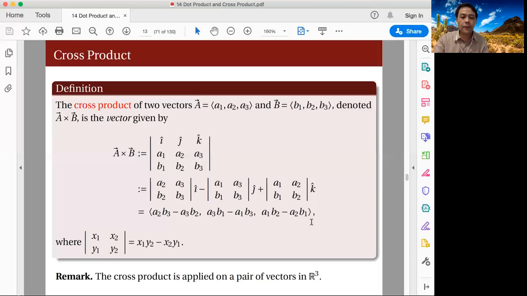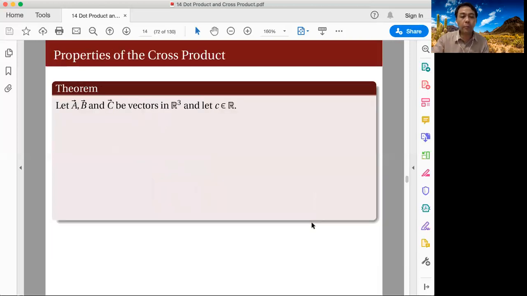Okay? So you apply the cross product only on pairs of vectors. So, some properties of the cross product.